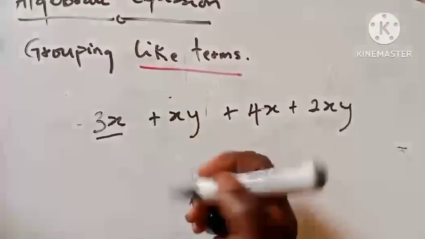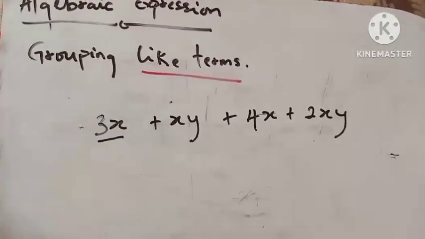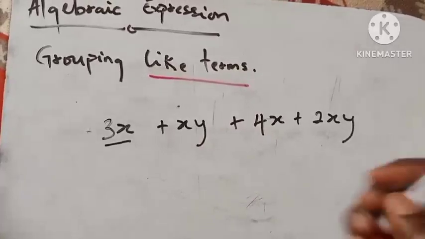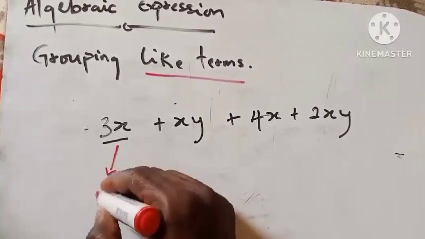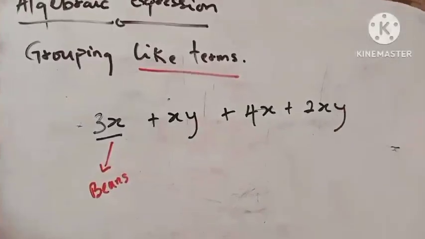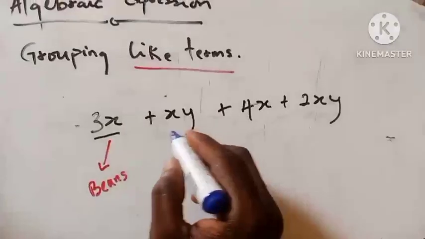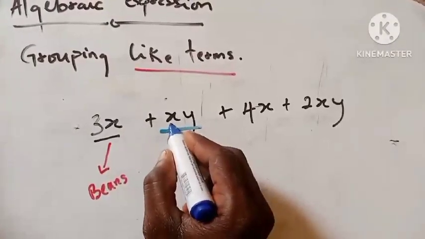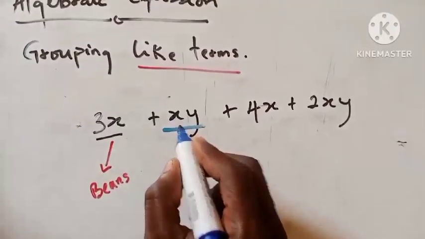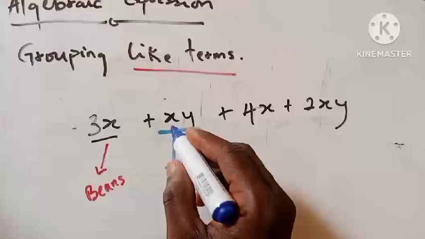Anytime you see a variable attached to a number, or a variable on its own, just assume that that is just one thing. From the previous example, we assumed that the x is the beans. If the x is the beans, let the xy be another item. Don't say this is the beans, because they are working together. That is the trick in grouping in algebraic expressions.